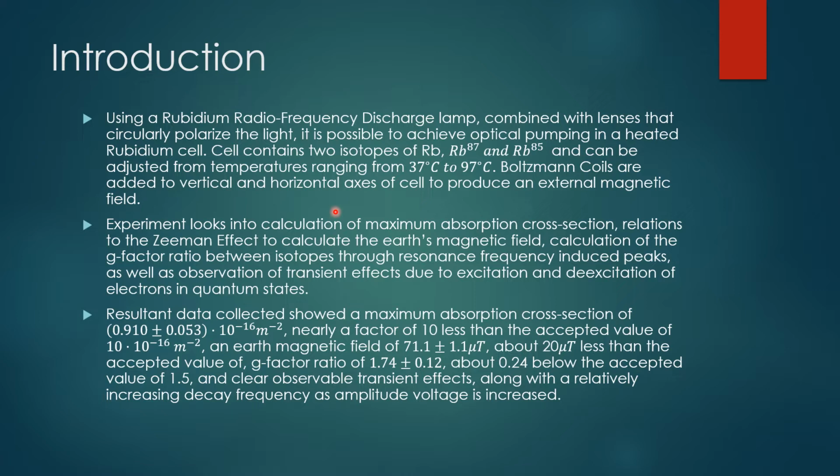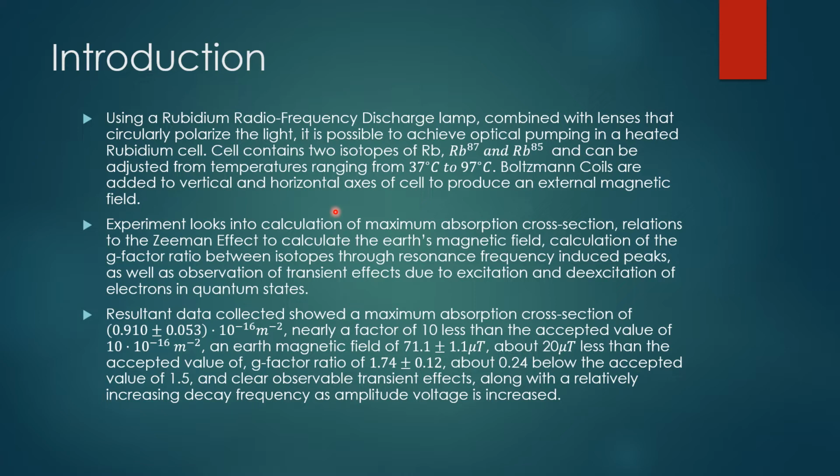We're going to be looking to calculate the maximum absorption cross-section, relations to the Zeeman effect to calculate Earth's magnetic field, the g-factor ratio between our isotopes, the resonant frequency-induced peaks, as well as observation of transient effects due to excitation and de-excitation of electrons in quantum states.